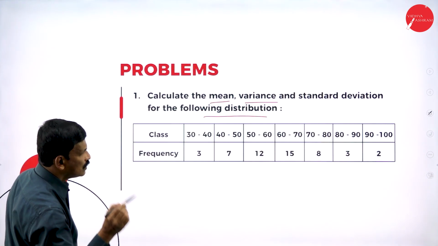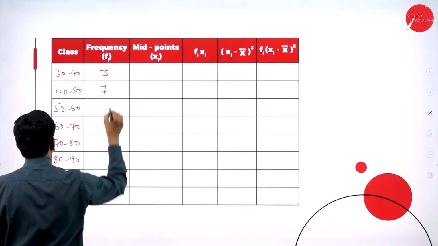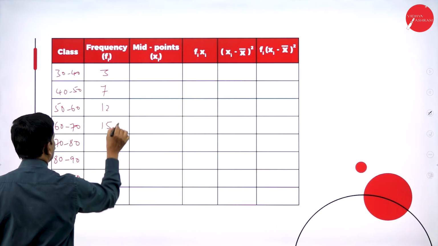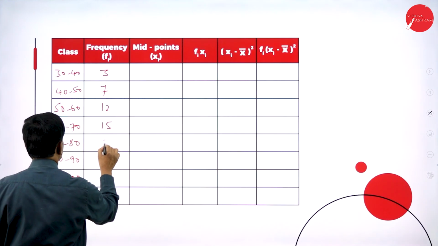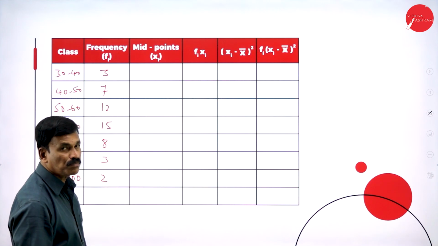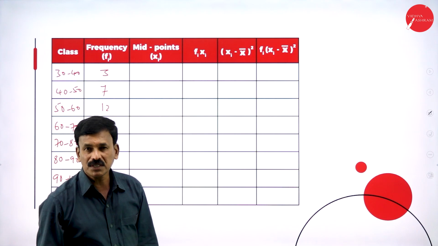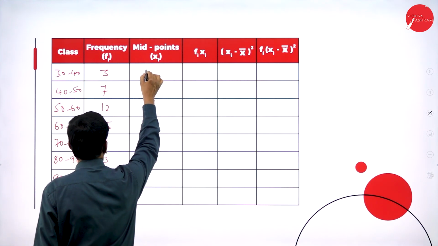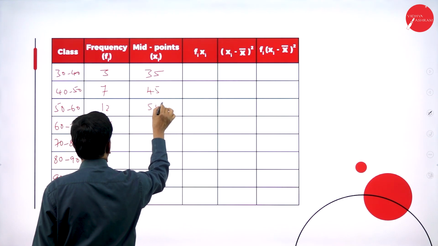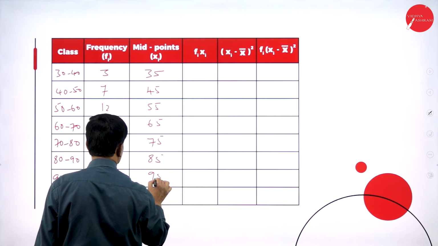Class 30 to 100. Next, the frequency: 3, 7, 12, 15, 8, 3 and 2. These are the given values. Now just find out the midpoint xi. Just add and divide by 2. 30 plus 40 is 70, 70 divided by 2 is 35. So this is 35, with a difference of 10, 45, then 55, 65, 75, 85 and 95.